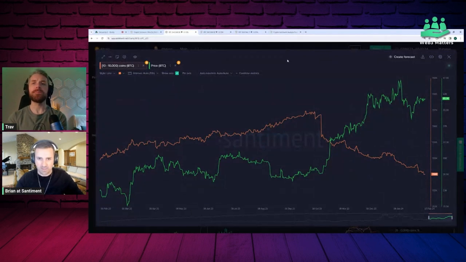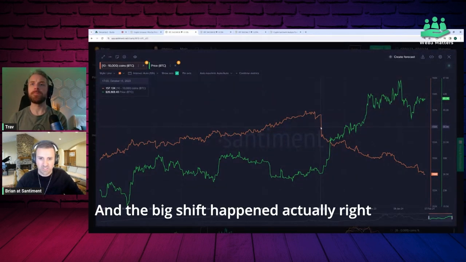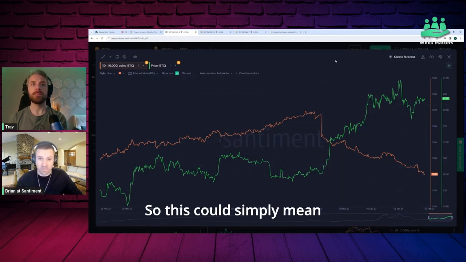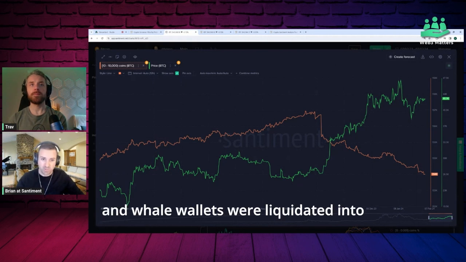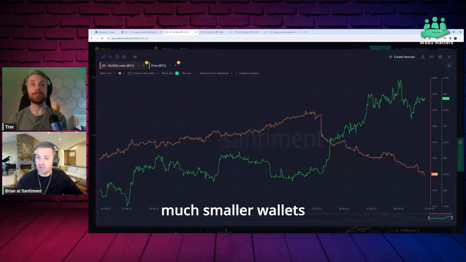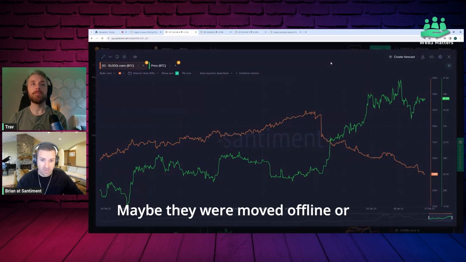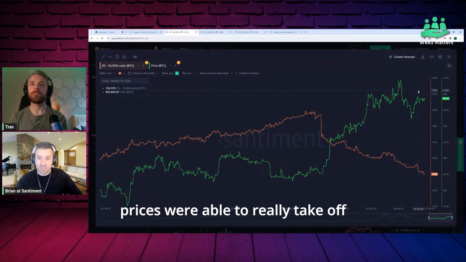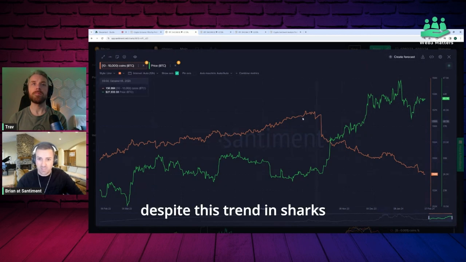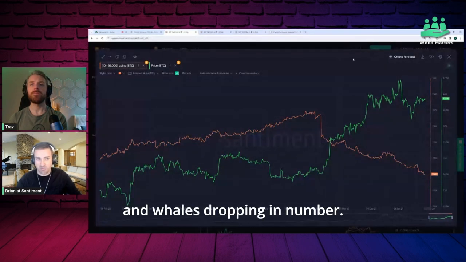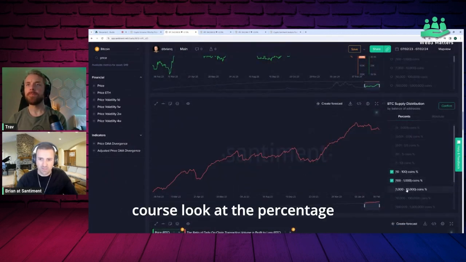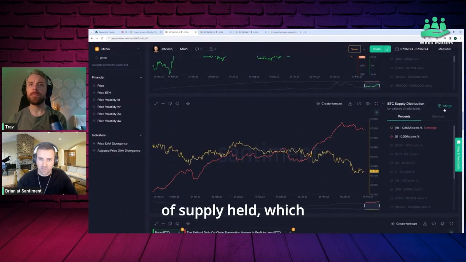Yeah, exactly. I see it the same way. And the big shift happened actually right as the bull cycle was starting, interestingly. So this could simply mean that a lot of those shark and whale wallets were liquidated into much smaller wallets and split. Maybe they were moved offline or something like that. But for whatever reason, prices were able to really take off despite this trend in sharks and whales dropping in number.